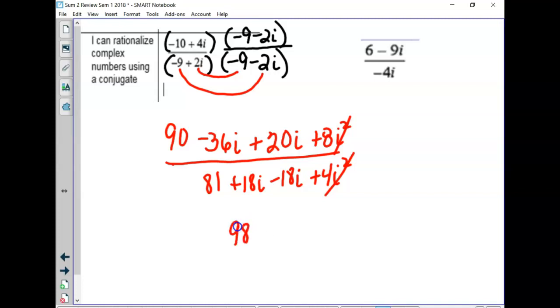So on top, I have 98 minus 16i, I think. In the denominator, I have 85.